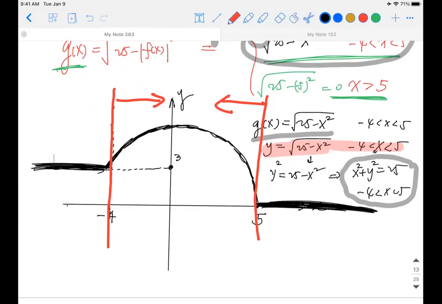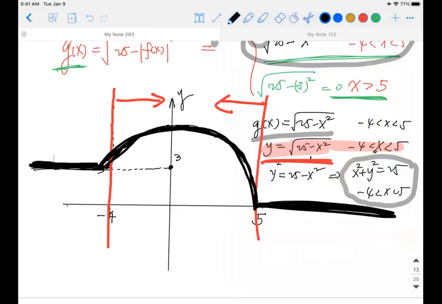And don't forget, you're only taking the upper half because y is equal to the square root of 25 minus x squared. It's a positive type. So that being said, that is your final answer. Your graph looks like this. It's a piecewise function, right? And basically, this is the graph.